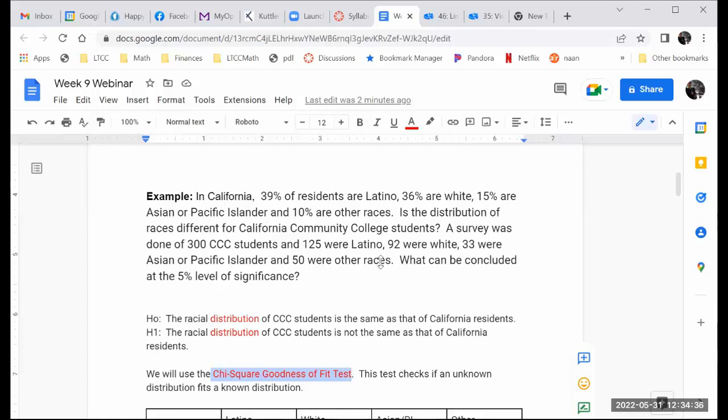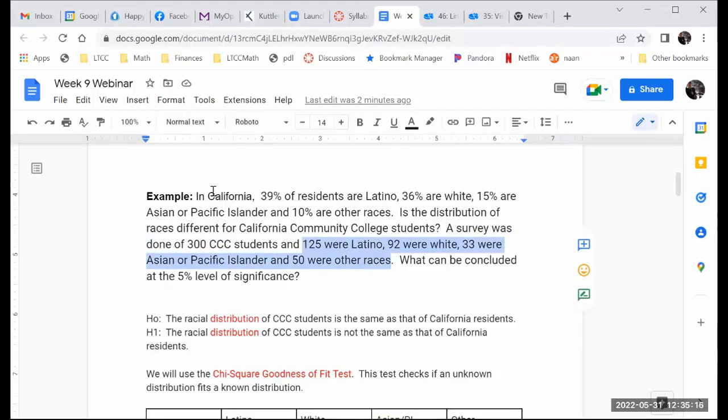And the unknown is the sample that you took of the 300 California community college students. And you want to see if those intervals are the same as the 39, 36, 15, and 10%. I think what you're thinking is right, but you said one little thing off. The known distribution is these percents for California. The unknown distribution is the distribution of all California community college students, not the survey. The 125, the 92, the 33, and the 50 are the sample. We know the sample, but the sample is not what we're interested in. We're interested in the population. Do you see that?